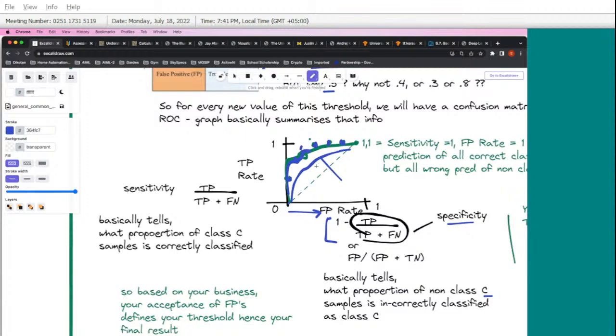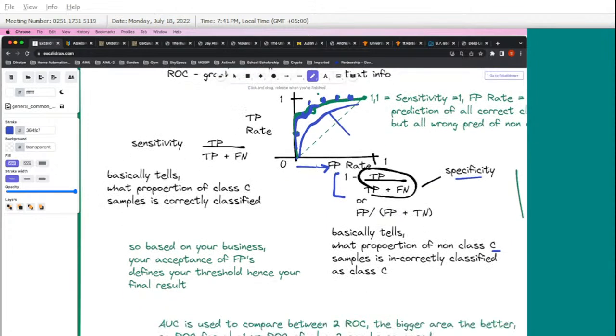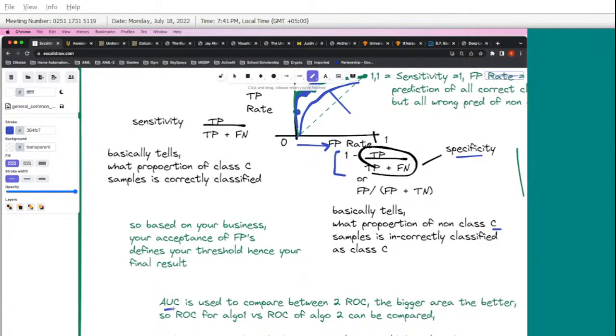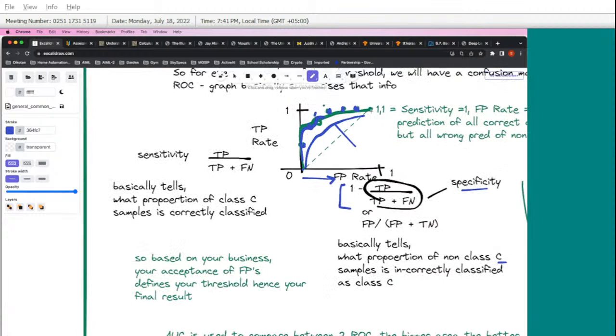And how will you know which one is better? That is where you use this AUC. You draw a line here and find out which area is bigger. Whichever has the bigger area, go with that algorithm. In that, find the best threshold which has the lowest false positive rate but the highest true positive rate. So the AUC will tell you which ROC is best.